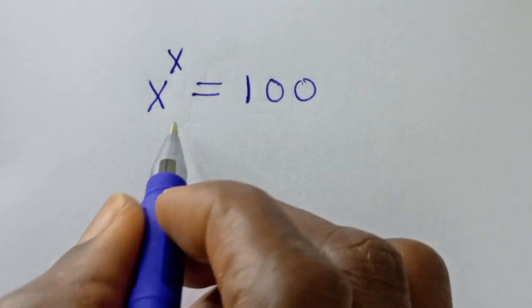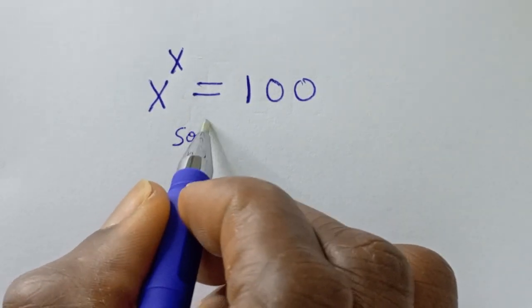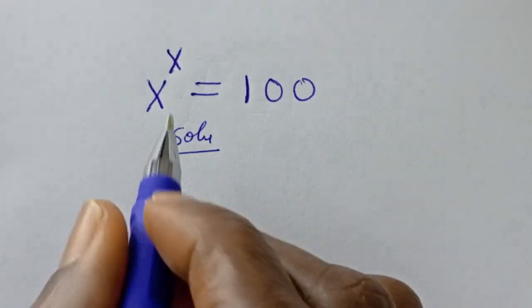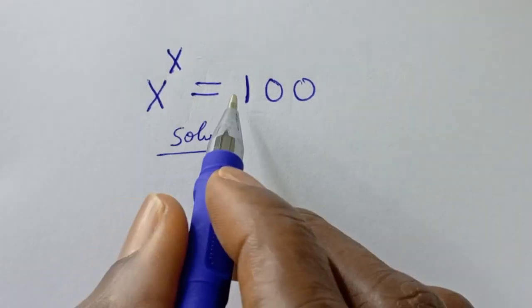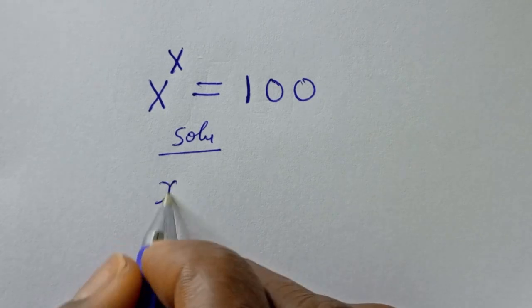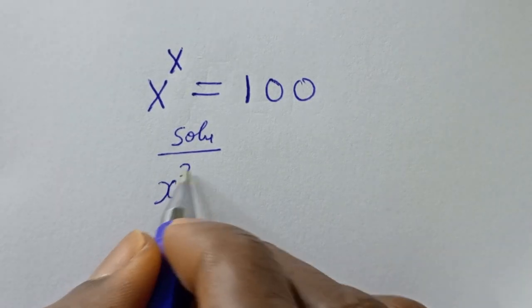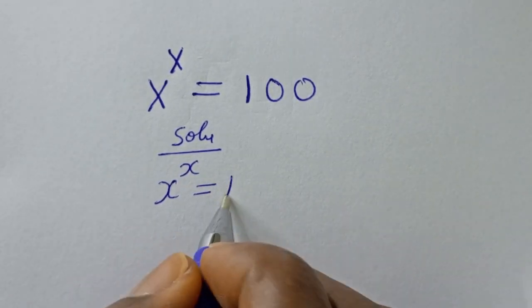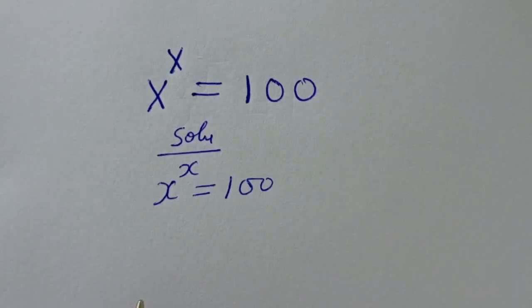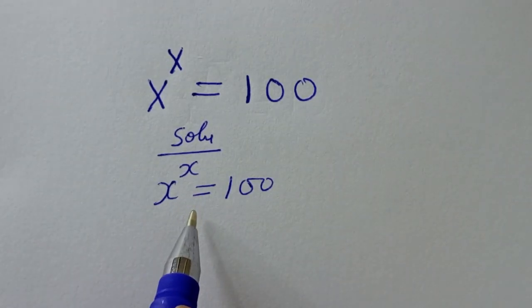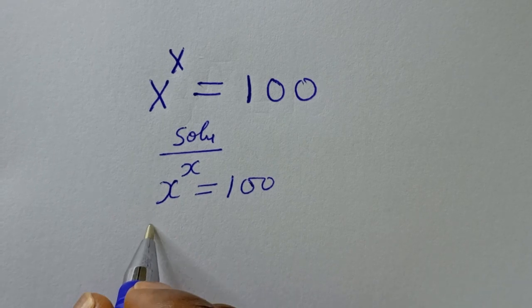Solution. s raised to power s is equal to 100. Now let's take the natural log of both sides.